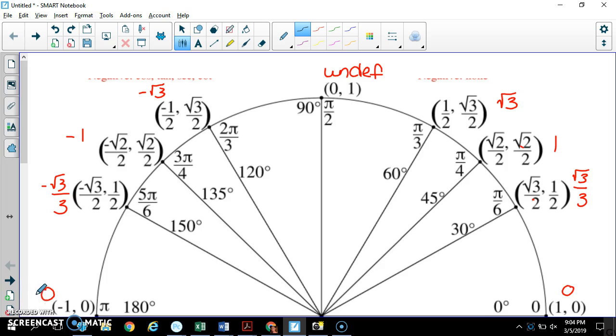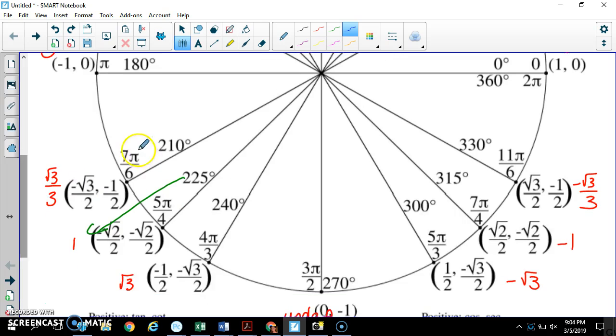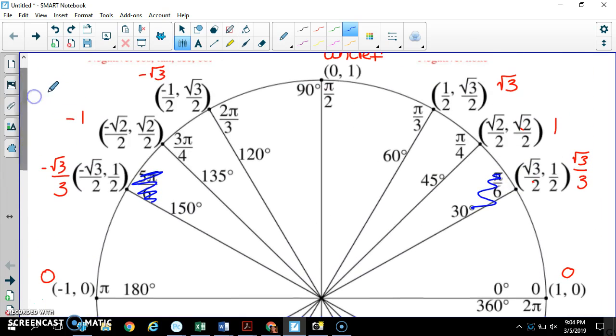Now, I'll talk about it in another video, but we don't want to use the pi over 6s. We don't want to use these. We don't want to use them because their tangents are square root 3 over 3, and that makes it really, really, really difficult to do these. So I just got 5 pi over 6. I don't want to use that one.